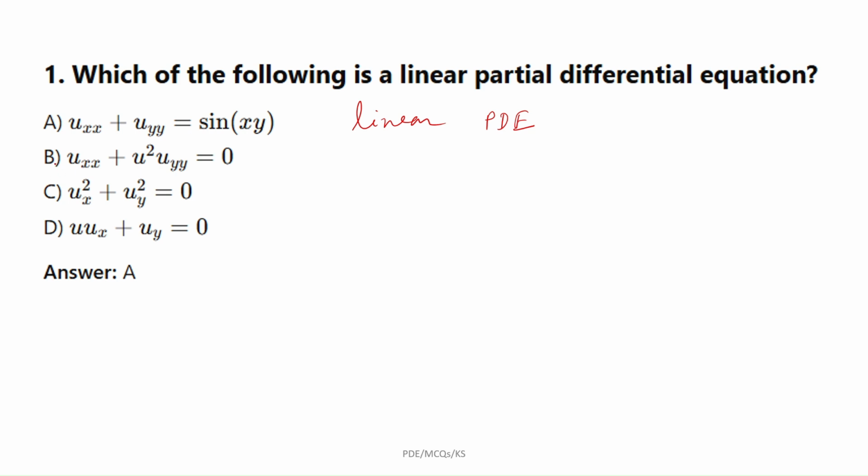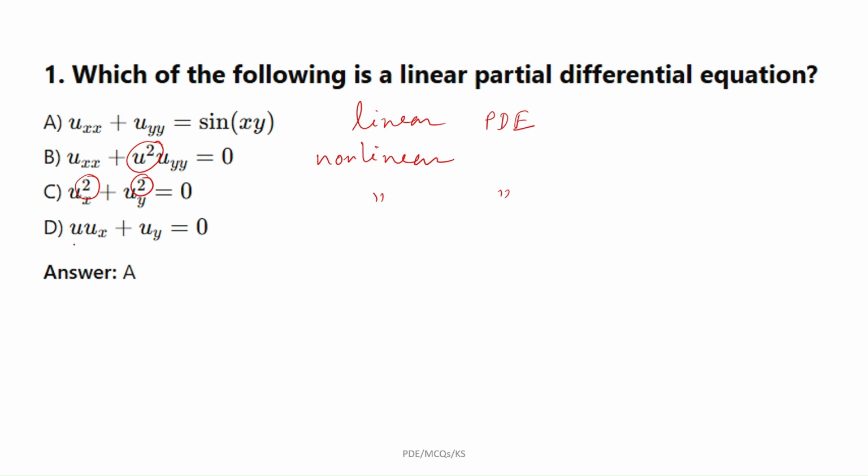Now check option B. Uxx power is 1 plus u2. So here the power is 2. So this is a non-linear PDE. In option C, look here, ux2 plus uy2 equals 0. So ux power is 2, uy power is 2. Option C is also a non-linear PDE.